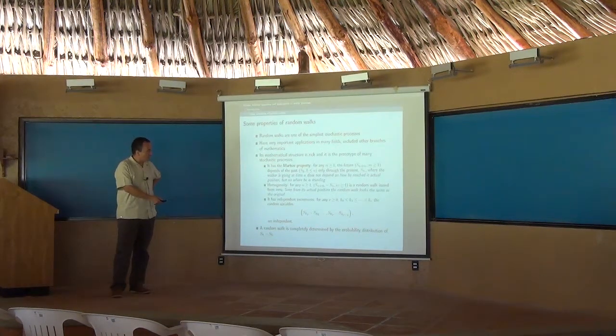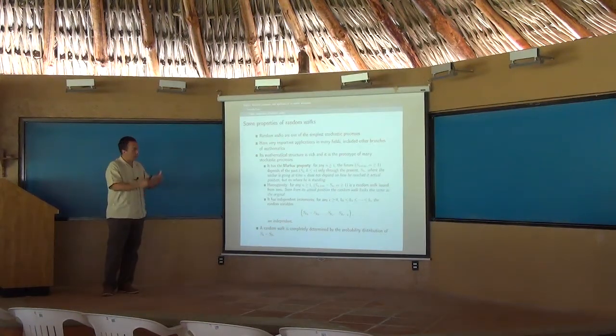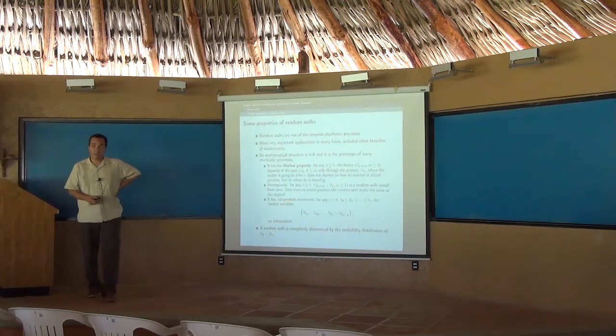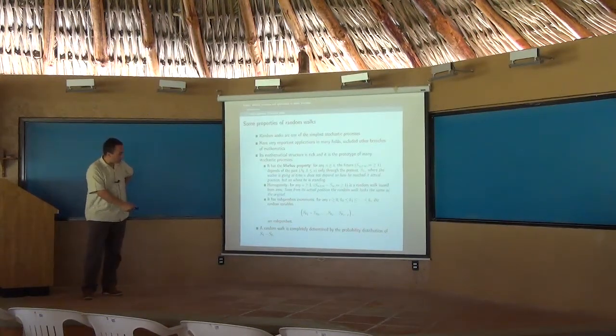And it also has the property of independent increments. That means that if I look at the increments of the walker at r successive times, those random variables are independent random variables. And that also makes the random walk completely determined by the probability distribution of the increment at one step.